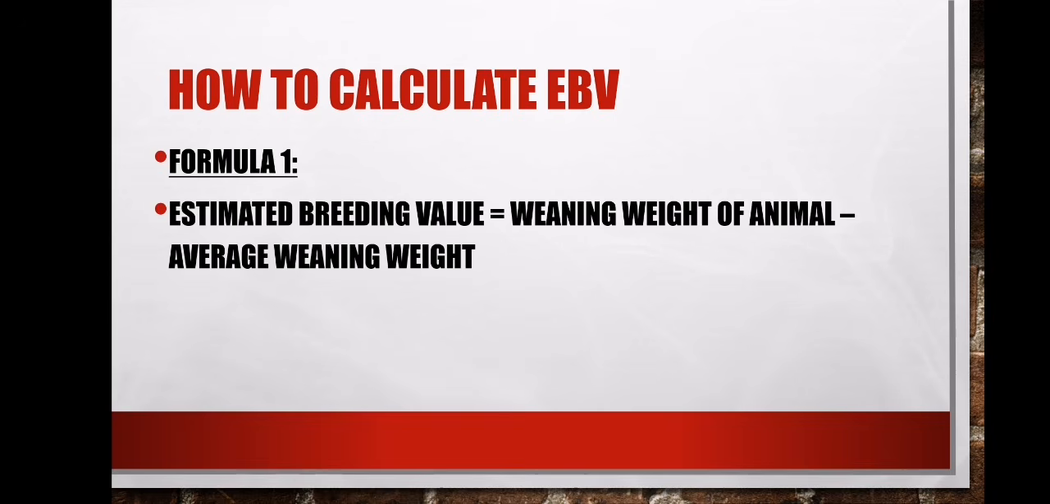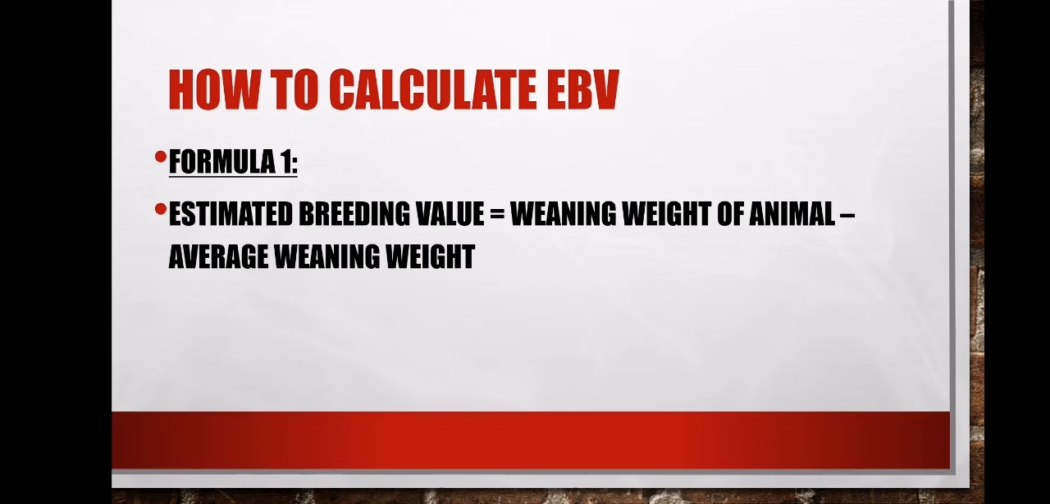Formula number one says EBV is equal to winning weight of the animal minus average winning weight of all the animals. We say winning weight of an animal minus average winning weight. That's the first formula. I will highlight to you when do we use the first formula and when do we use the second formula. Okay, let us check the second formula.